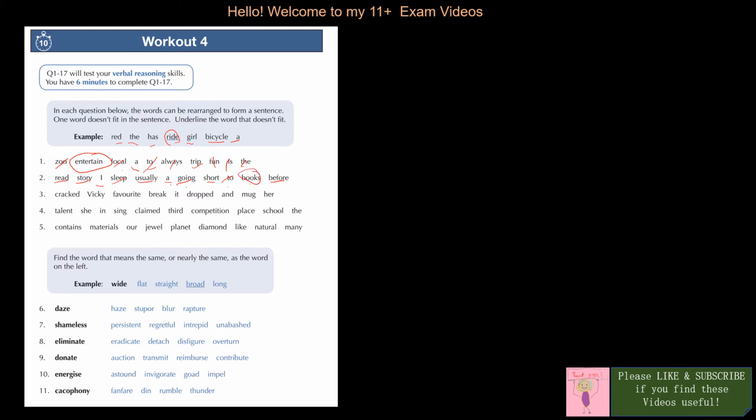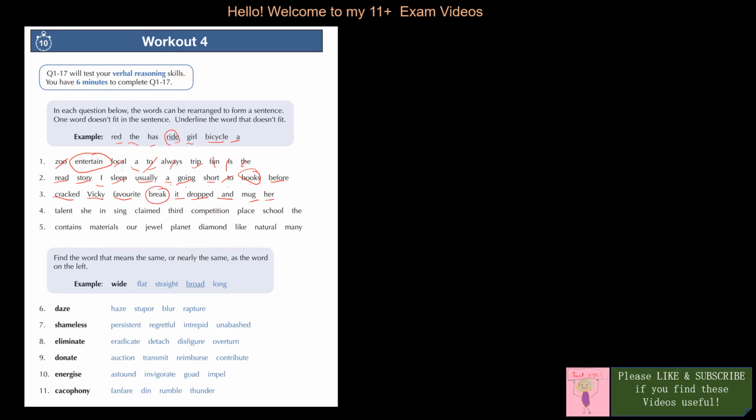Okay, number three is scratch, picky, favorite, break, it, dropped, and mug, her. So we could say it as picky, start with the noun, picky dropped her favorite mug and cracked it. Break is the odd one out.